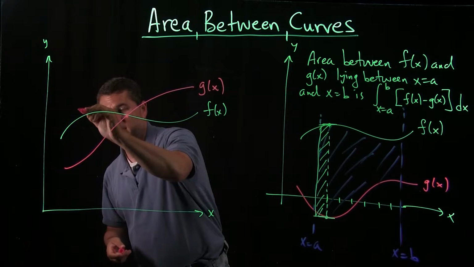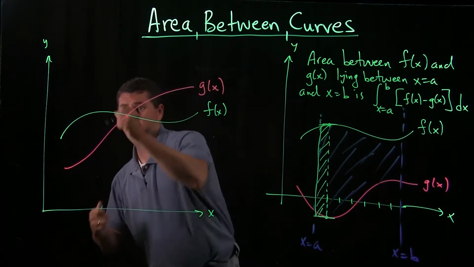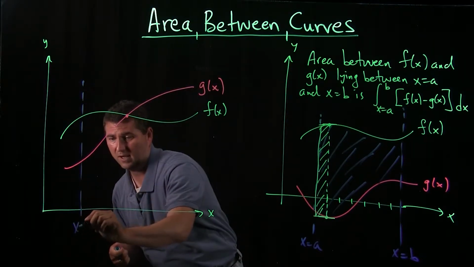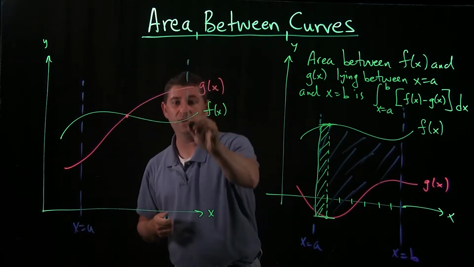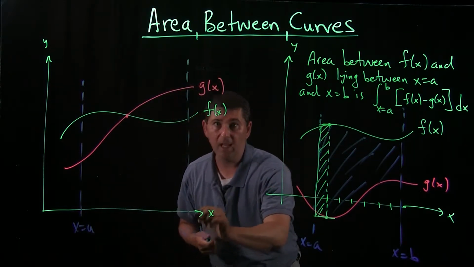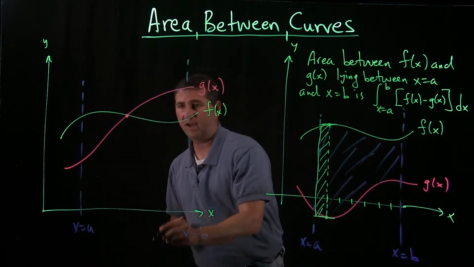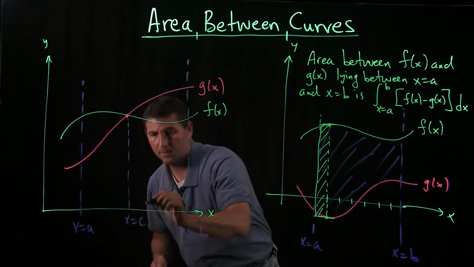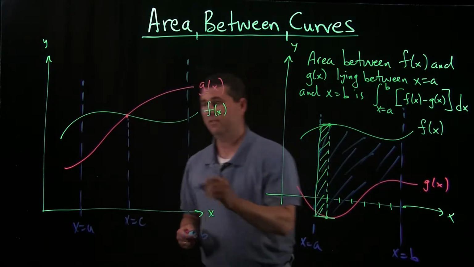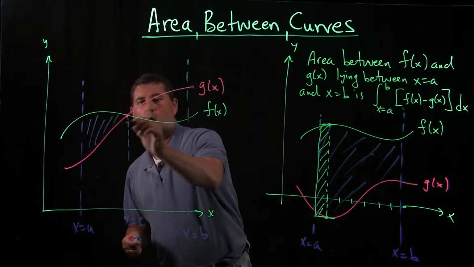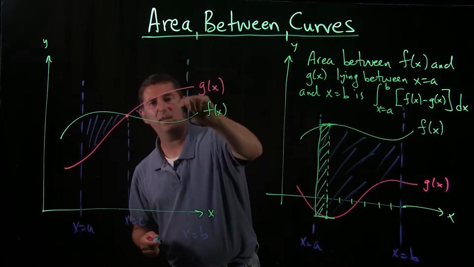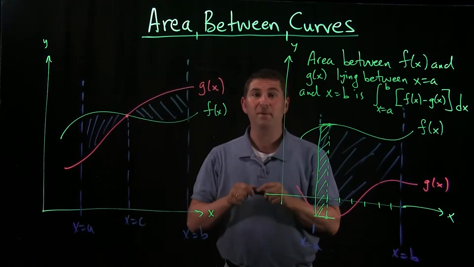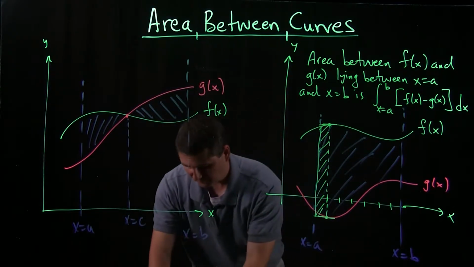So let's say that's x equals a, and maybe this is x equals b. And they're going to intersect at, well, how about c? And so the areas I'm looking for are really these two separate pieces. And so I'm just going to break this up into two separate integrals.